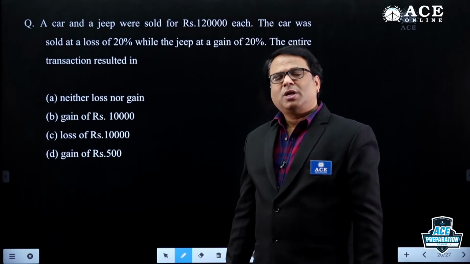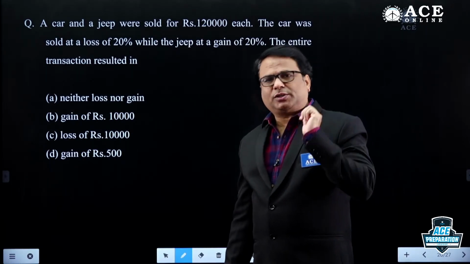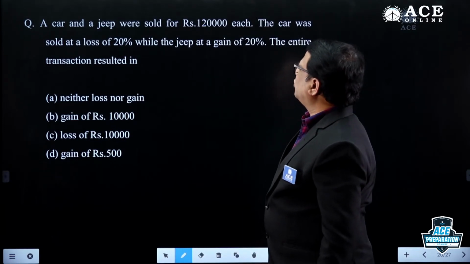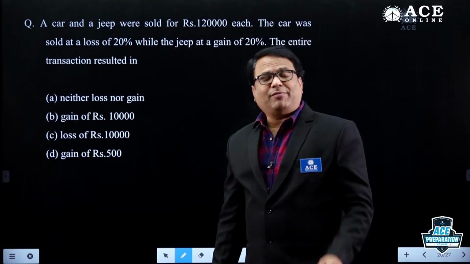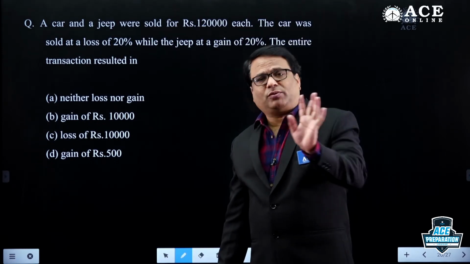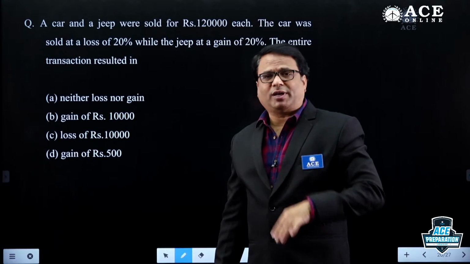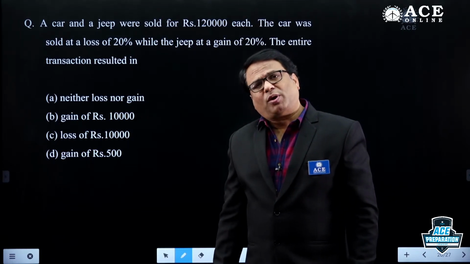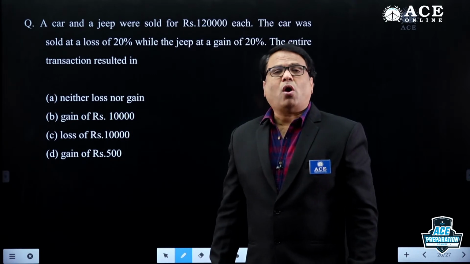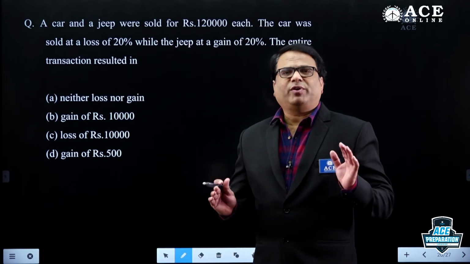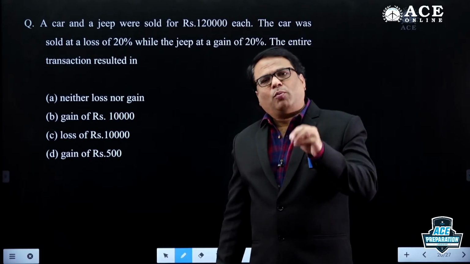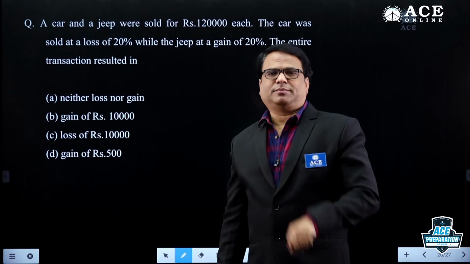That is the question. So the car is sold for 1,20,000 rupees, and in that transaction he is incurring a loss of 20%. And the jeep is also sold for 1,20,000, but in that transaction he is making a profit of 20%. So on the whole, profit or loss? If profit, how many rupees profit? If loss, how many rupees loss? That is the question. Okay.